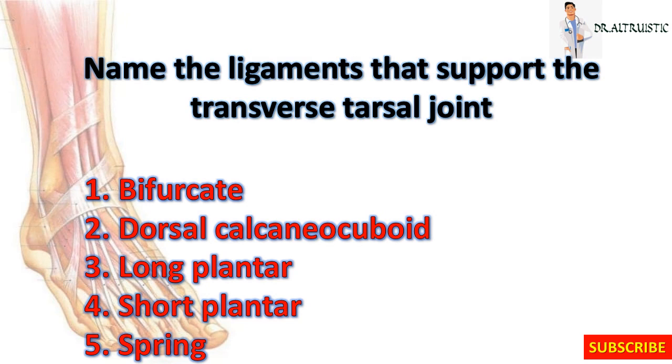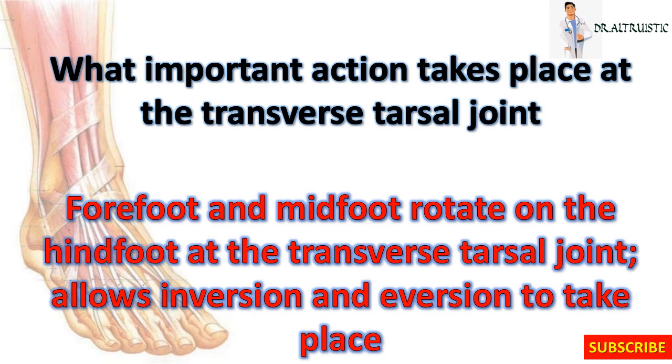Name the ligaments that support the transverse tarsal joint. 1. Bifurcate. 2. Dorsal calcaneocuboid. 3. Long plantar. 4. Short plantar. 5. Spring. What important action takes place at the transverse tarsal joint? Forefoot and midfoot rotate on the hindfoot at the transverse tarsal joint, which allows inversion and eversion to take place.